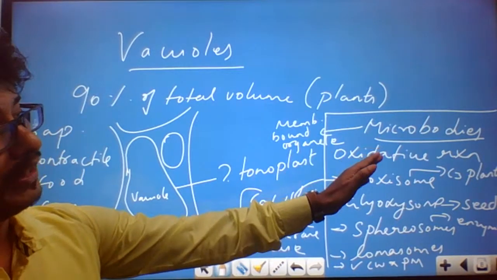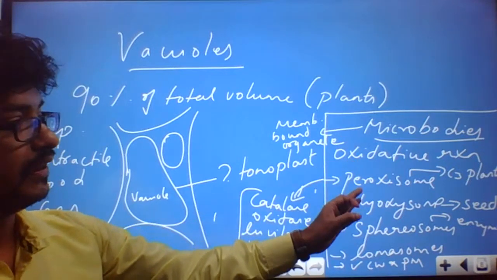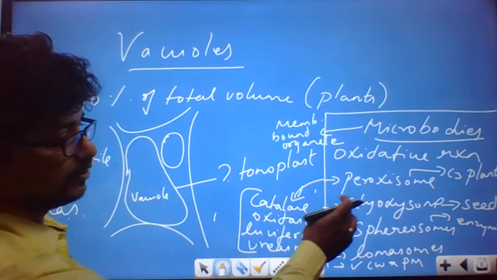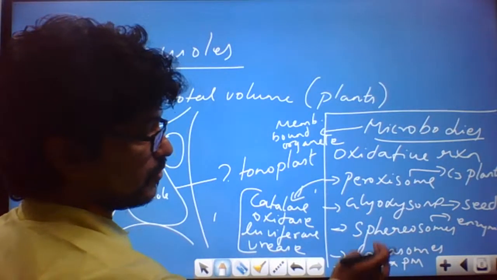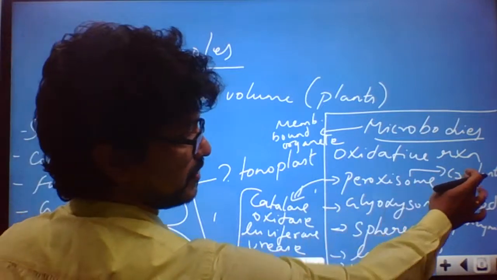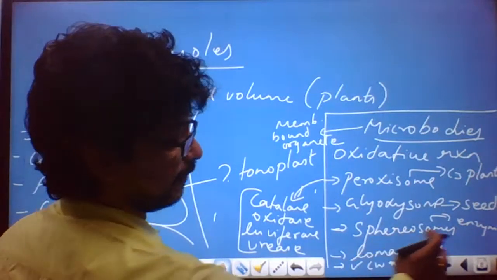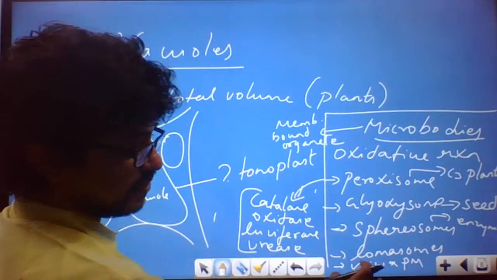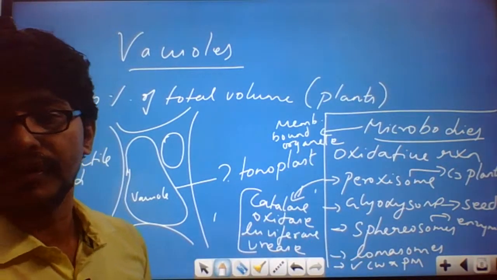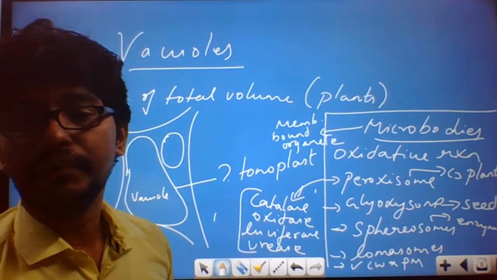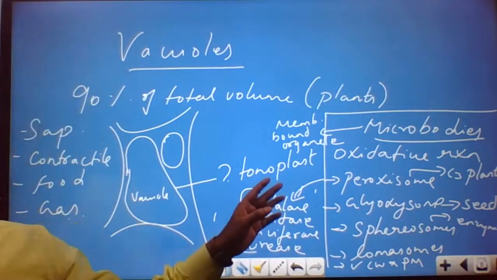We discussed the microbodies. Microbodies are membrane-bound organelles. This performs oxidative reactions. And the four types of microbodies are peroxisome, glyoxysome, spherosomes, and lomasomes. So peroxisome is present in C3 plants, glyoxysome in the seed part. Spherosomes contain the majority of the enzymes, and lomasomes is a connective type of microbody present between your cell wall and cell membrane. So we're done with the microbodies as well.